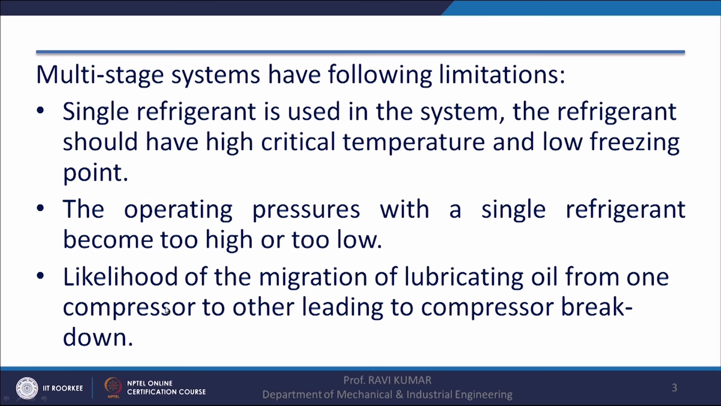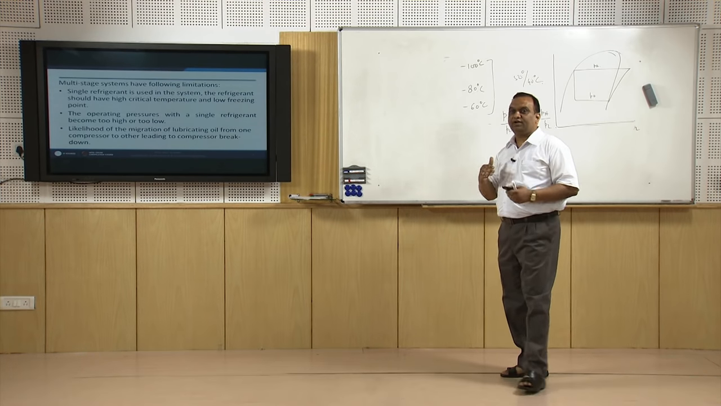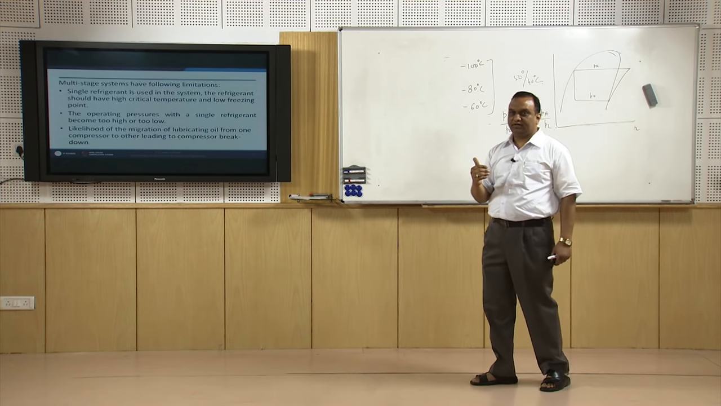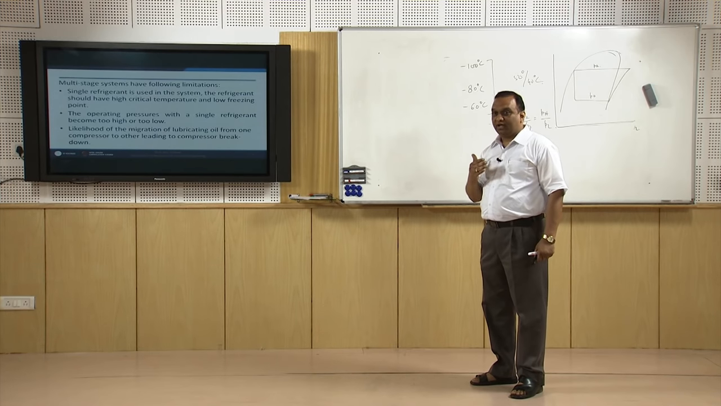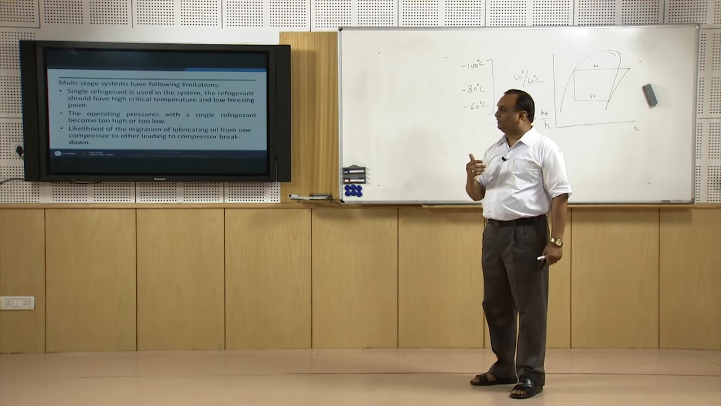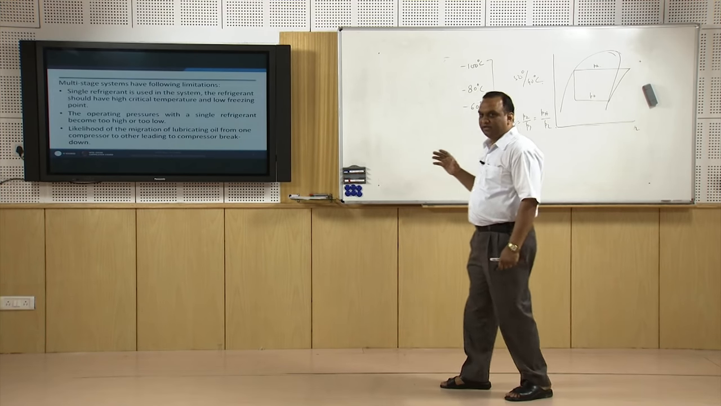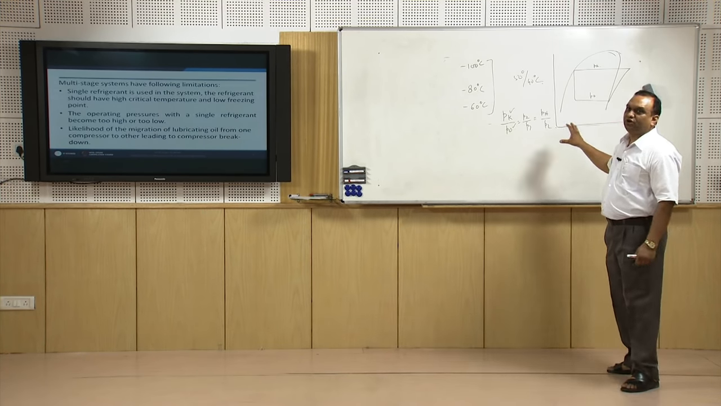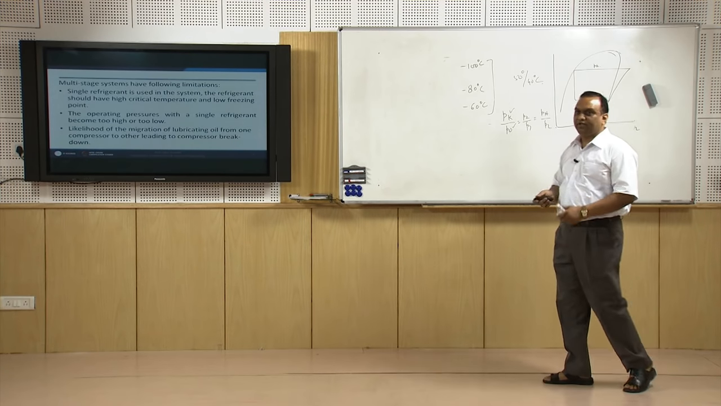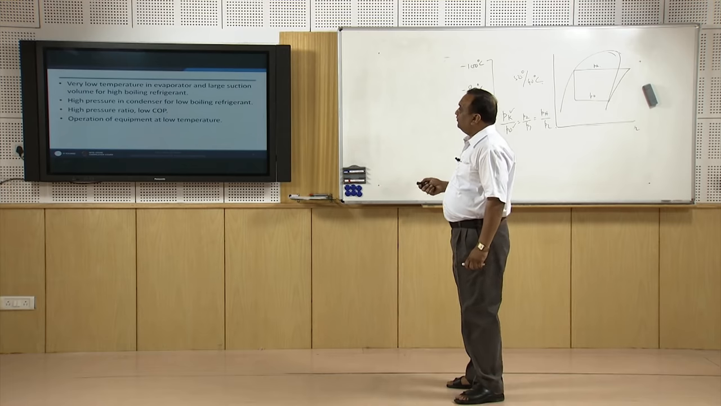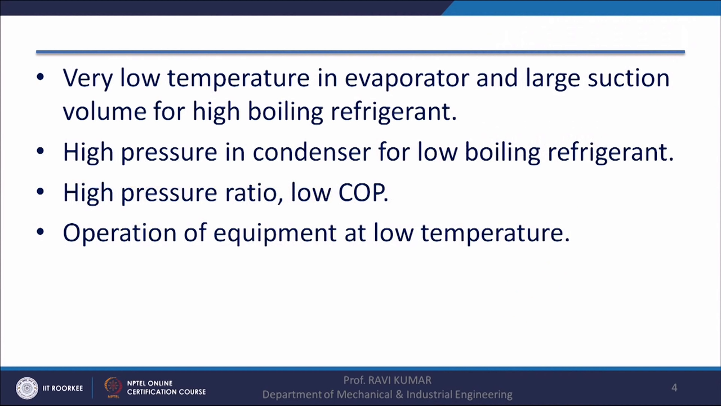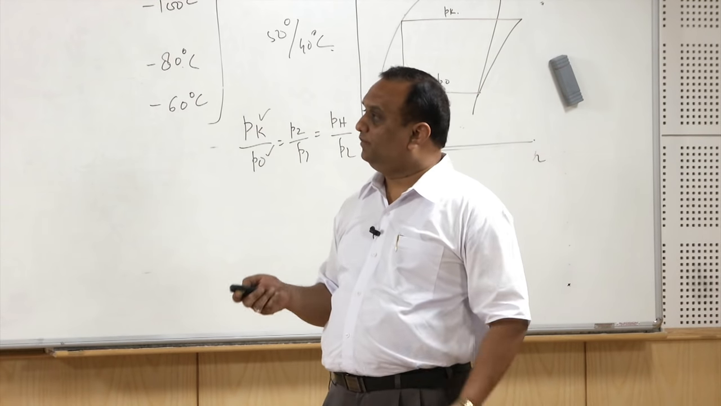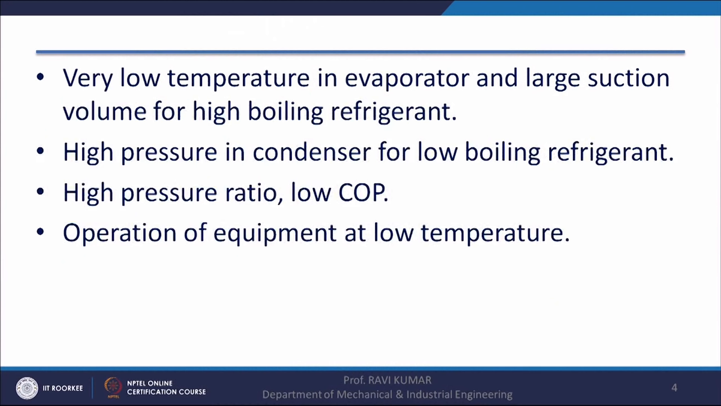Likelihood of migration of lubricant oil from one compressor to another leading to a compressor breakdown. Yes, this happens in multi-staging compressors when refrigerant from one compressor enters the other compressor. In that case, the lubricating oil also shifts to the other compressor and the lower pressure compressor becomes short of lubricating oil. So, that is another problem in multi-staging. And very low temperature in evaporator and large suction volume for high boiling refrigerant, that I have already explained. If the high boiling refrigerant, meaning the normal boiling point is high, is used for very low temperature application, the specific volume will be high and that is also not acceptable.